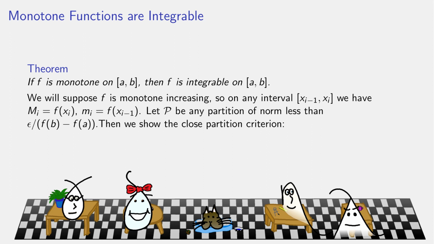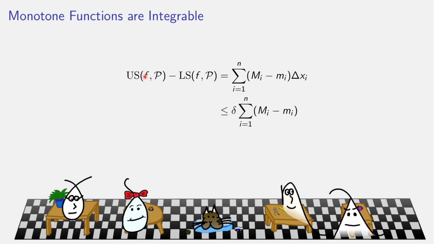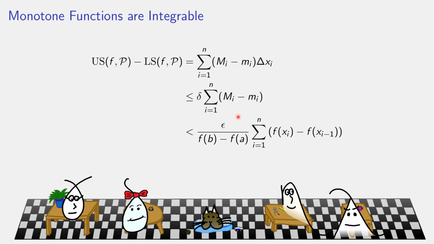So pick epsilon to be totally arbitrary, and then I'm going to pick any partition whose norm is less than this quantity. So the upper sum minus the lower sum is given by here, where these are the sups and infs on each interval. However, the delta xi's are all less than or equal to delta, the norm of the partition. Okay, so term by term, I say this is less than or equal to, replacing this with a delta, and factor out that constant.